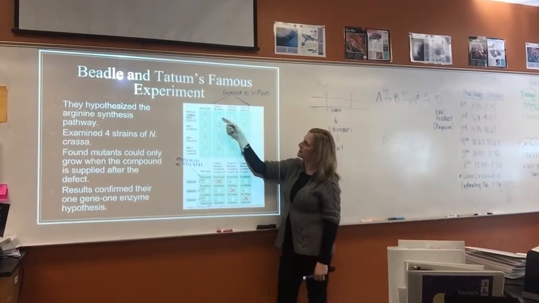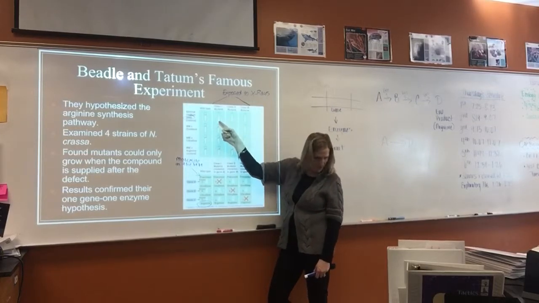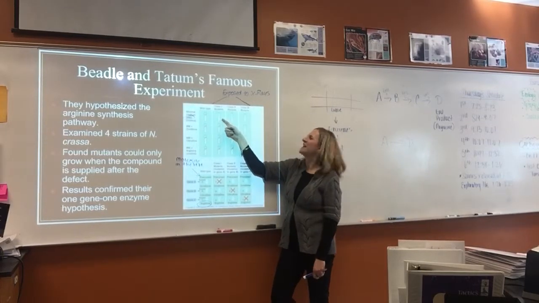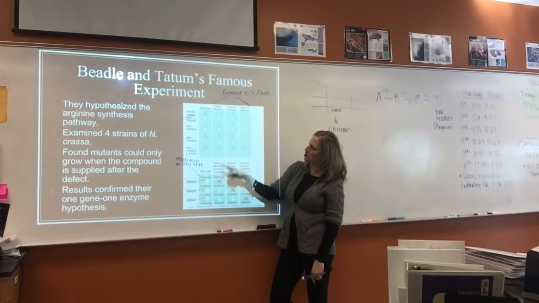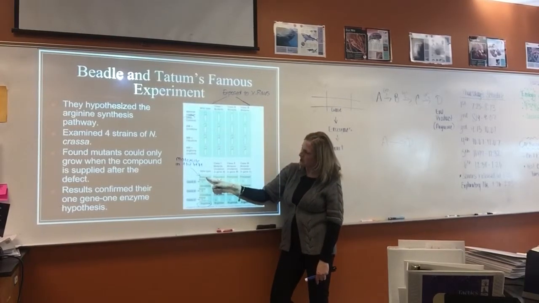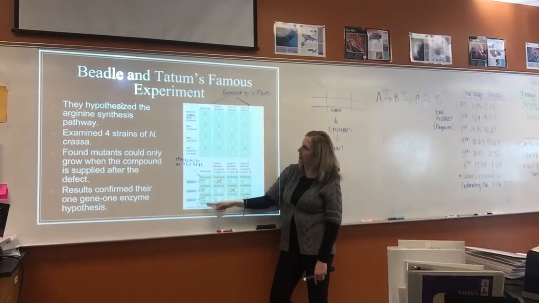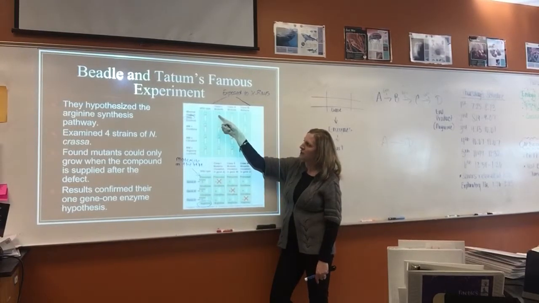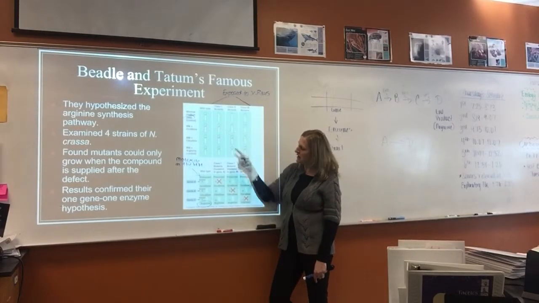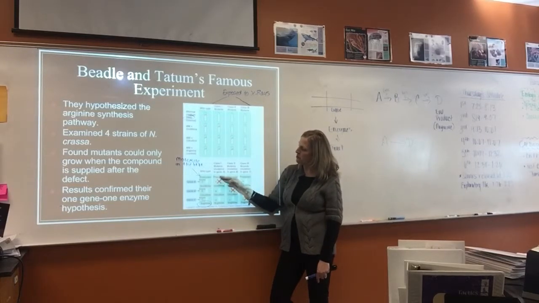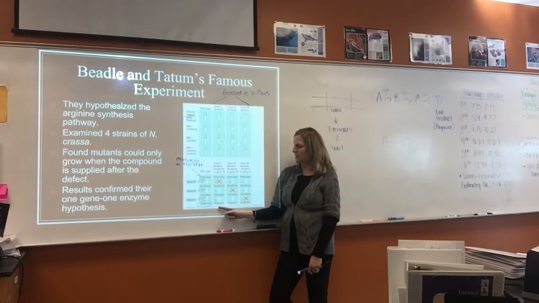So basically the fact that they didn't grow on the minimal medium means that they couldn't take that precursor and convert it to arginine like the wild type did. So therefore they didn't grow there. But look here, if you give them ornithine, if you bypass that first step, then they grew, which means that they're able to synthesize arginine.